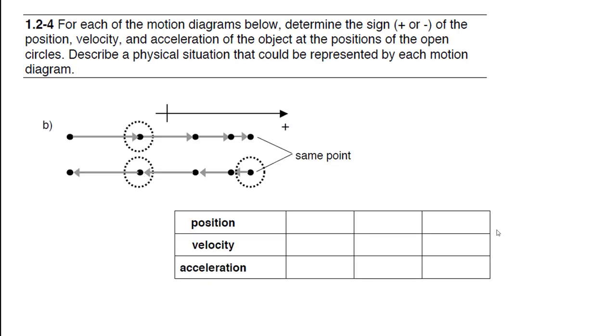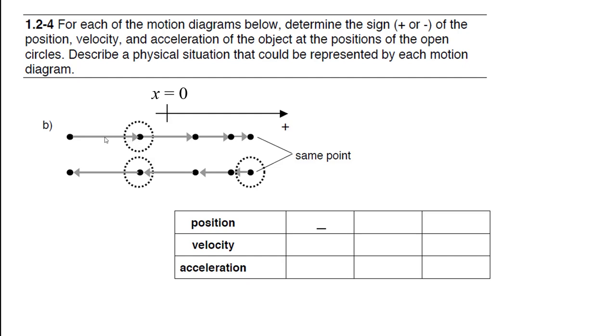Let's look at part B. For part B, again, we want to look at this coordinate system and recognize that this position right here is our x equals 0. Let's look at this point on our motion diagram. Here, I'm to the left of my x equals 0, and they said going to the right is the positive direction. So over here, my position would be negative.